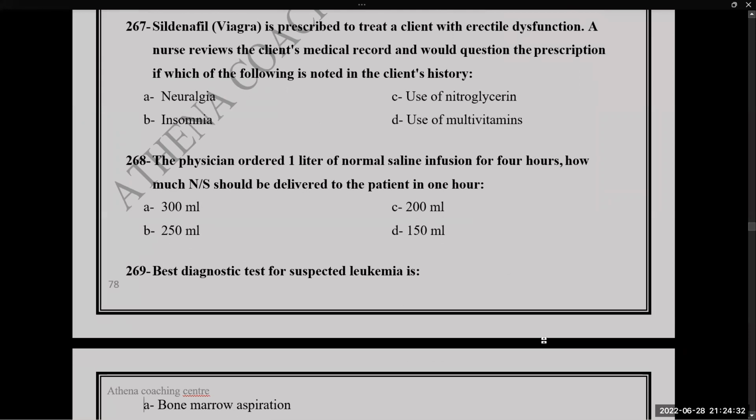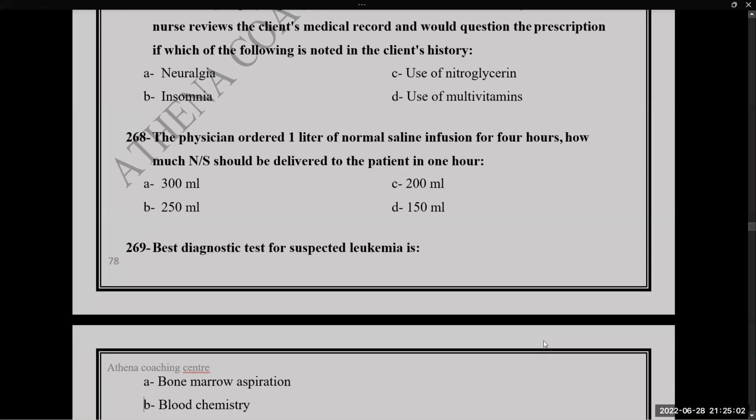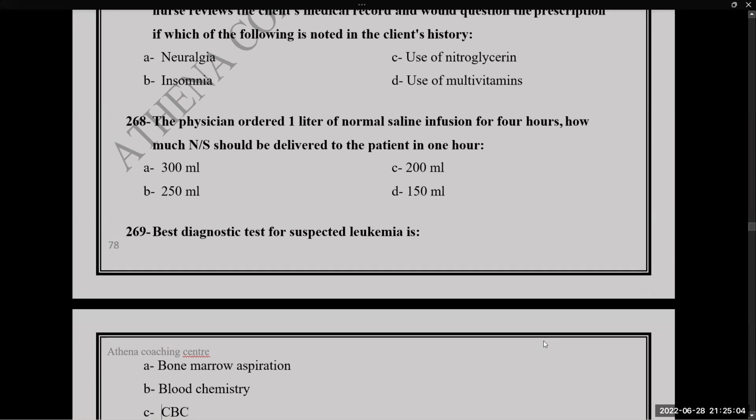68. The physician orders 1 liter of normal saline infusion for 4 hours. How much normal saline should be delivered to a client in 1 hour? 250 ml. Exactly, it is 250. The 1 liter means 1000 ml needs to be completed within 4 hours. So in 1 hour the person will get 250. That means 1000 divided by 4.